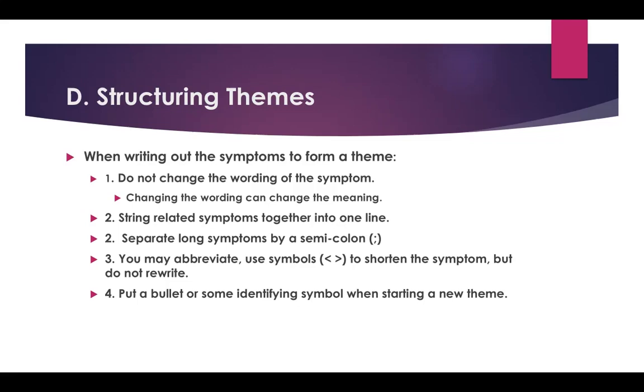And what you're going to do is string the related symptoms together into one line. So all the ones that have a relationship with each other, you're going to put together into one line. And you might be stringing together several different symptoms. Some of them are longer than others. They're not all just one word. So if there are several long symptoms, separate them by a semicolon. And you can abbreviate words, and you can use the symbols greater than or less than, or other symbols that might be. But again, don't rewrite the symptoms.